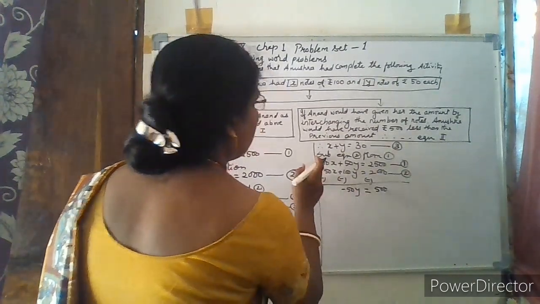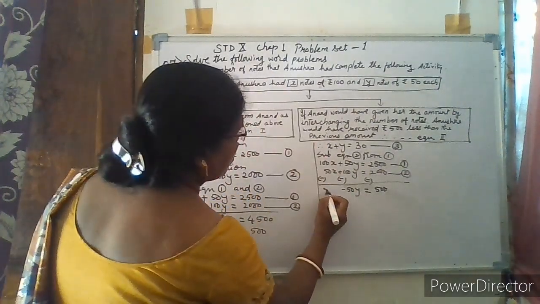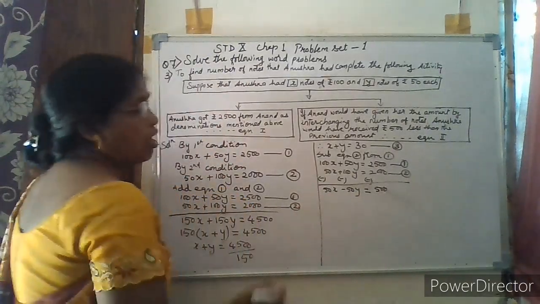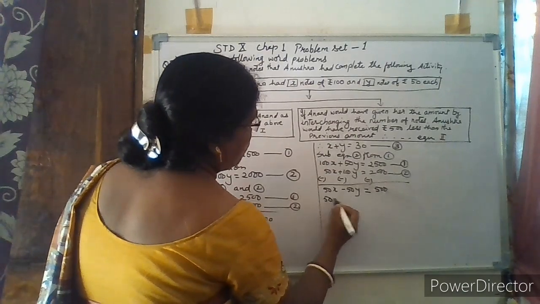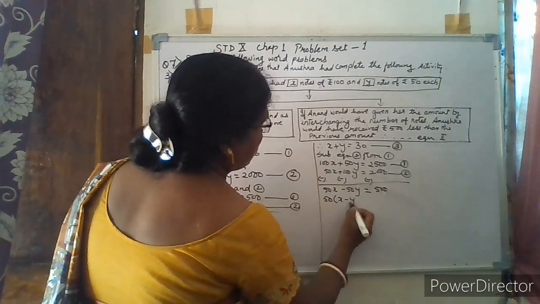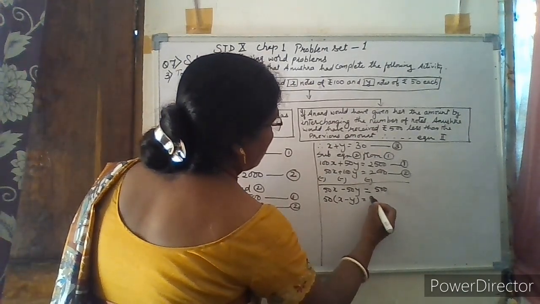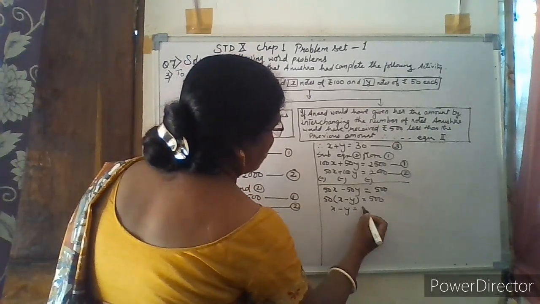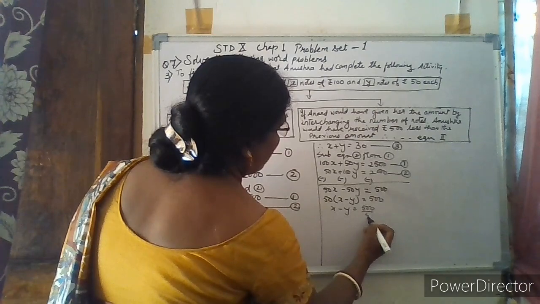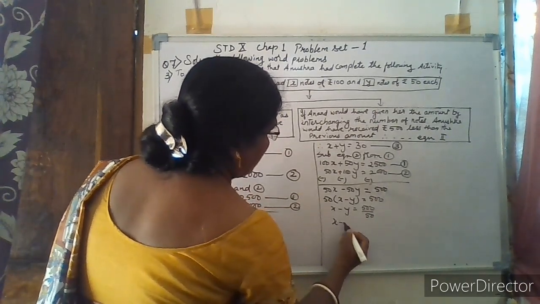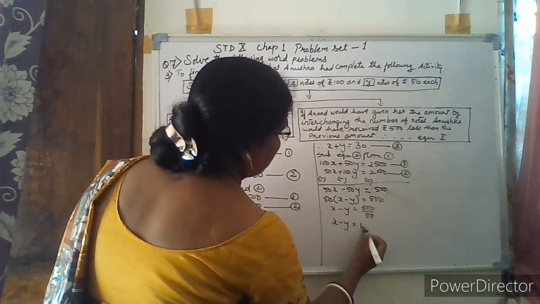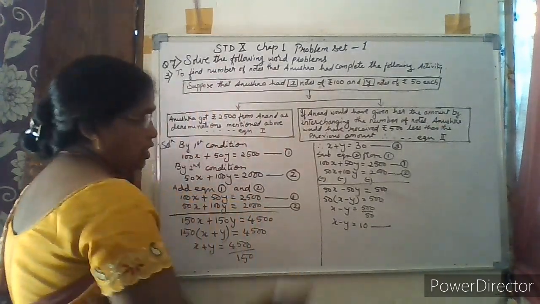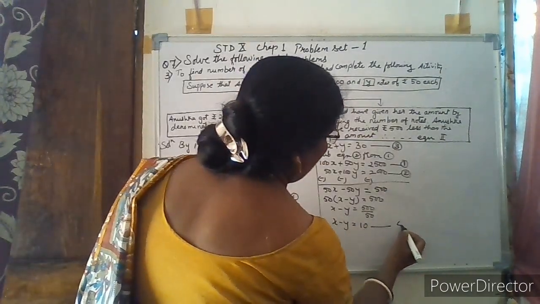And 100 minus 50 will get 50x. So again here we have got 50 as common. So take out 50 common, x minus y is equal to 500. So x minus y is equal to 500 by 50. So x minus y is equal to 10. We got another simple linear equation. Take it as equation 4.